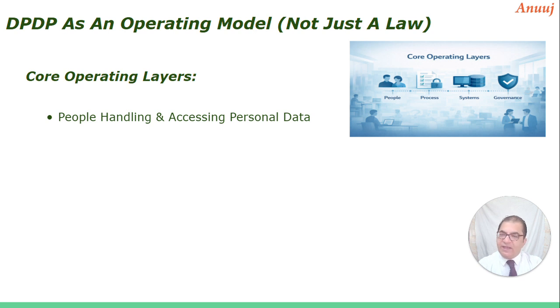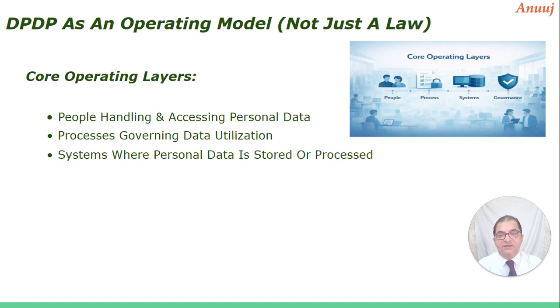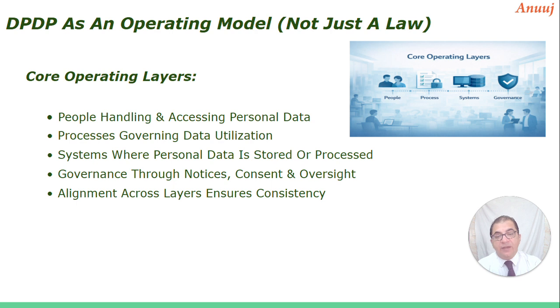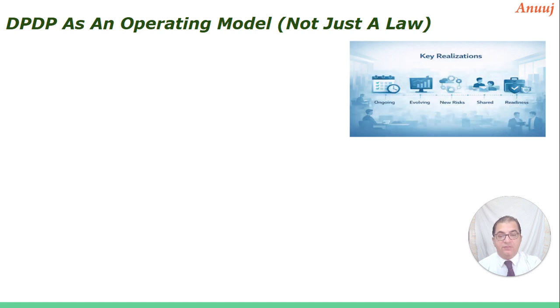Core operating layers: anyone who is handling personal data, anyone who is processing the data, utilization in the organization, systems where personal data is stored or processed, they are all involved, right? IT, governance, notices, consent, because governance and compliance is going to make the consent documents and notices. Of course, IT will give them shape to make them online, but the core thing comes from there, and maybe legal would vet it. So again, three teams involved. Wow. Alignment across different layers ensures consistency, and finally, if there is any gap, that would weaken the overall compliance. So you need to be very, very careful.